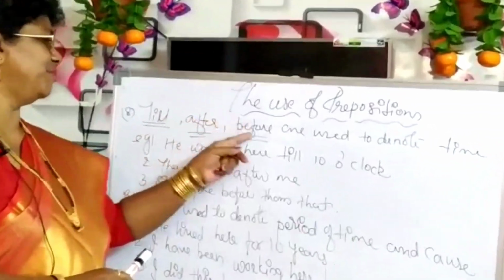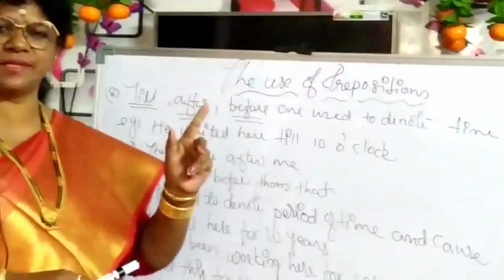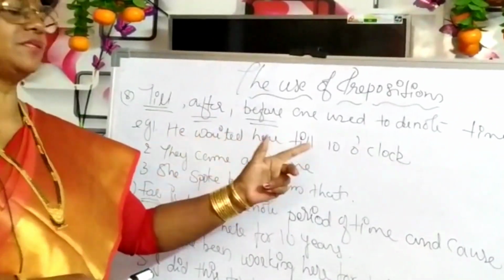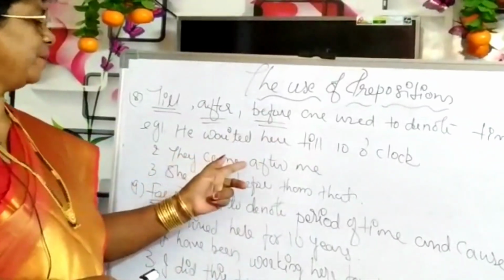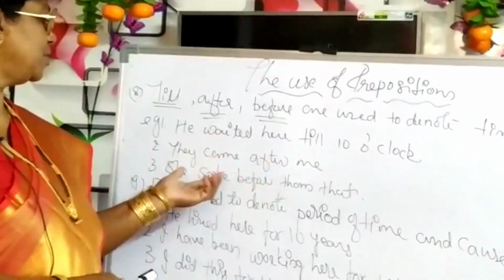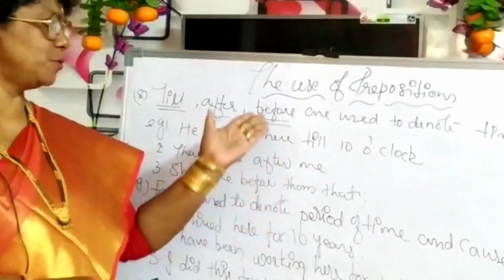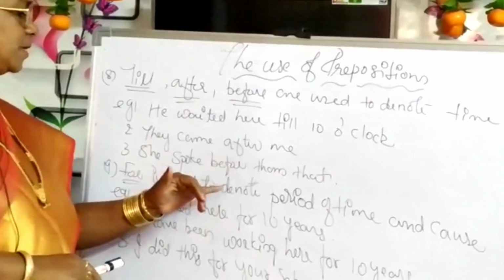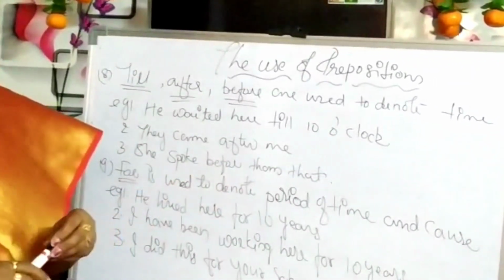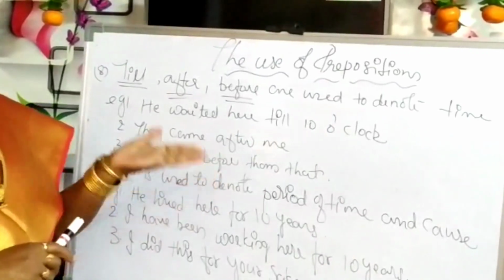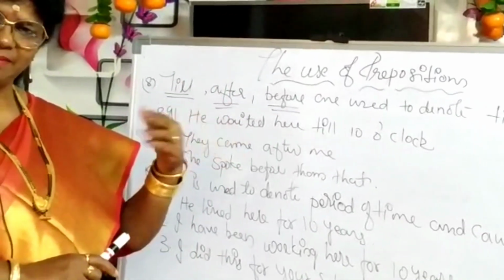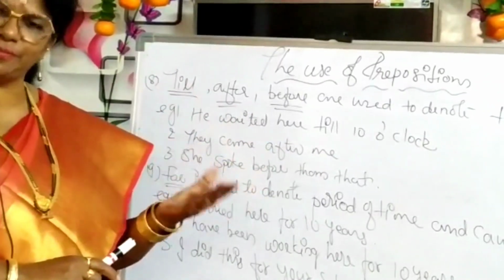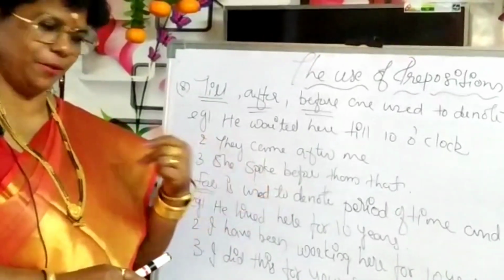Till, after, before. These are used to denote time. He waited here till 10 o'clock. They came after me. She spoke before that. This all shows time. Next one, for. For is used to denote a period of time and cause. See, this for we learned in tenses: present perfect continuous, past perfect continuous, and future perfect continuous. For and since we used.